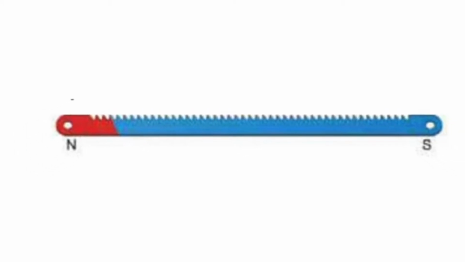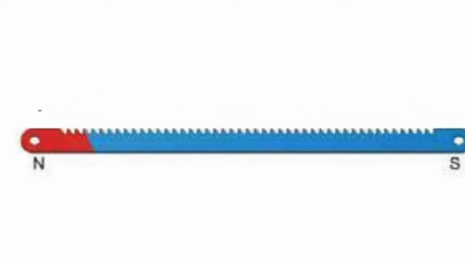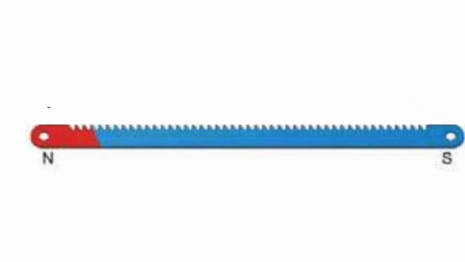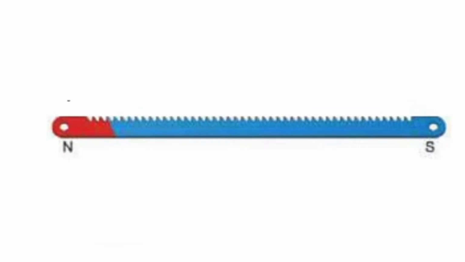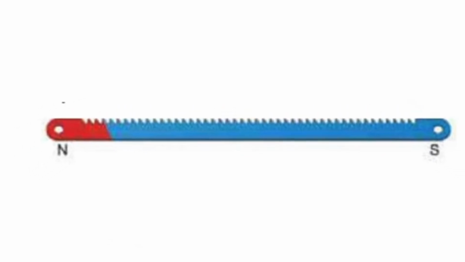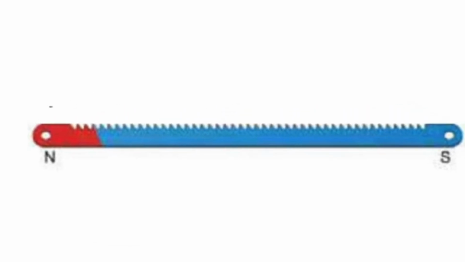Let's mark one side of the axe saw blade with red paint and the other with blue paint. It is to identify the north pole and south pole of the material after magnetization. The red edge of the axe saw blade has to be the north pole, and the opposite edge with blue paint has to be the south pole, after magnetization.